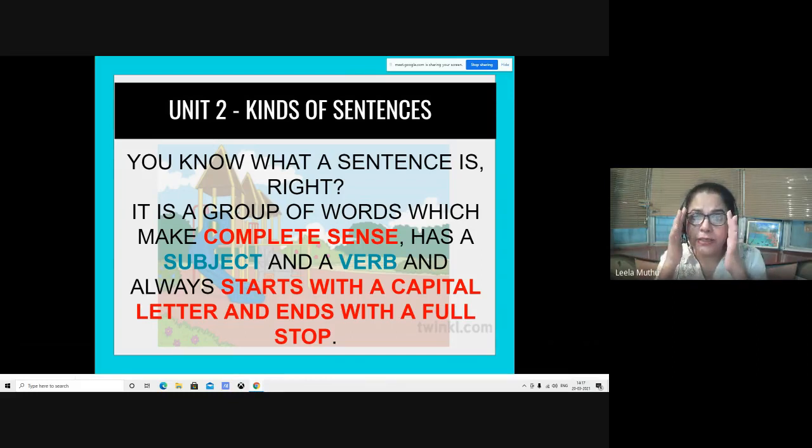A group of words which do not make complete sense, do not start with a capital letter or end with a full stop, and either have a subject but no verb, or a verb with no subject, or sometimes no subject and no verb, are phrases. Now we're going to learn about sentences and the different kinds of sentences there are. There are 4 different kinds of sentences. Now let's go to the next slide.